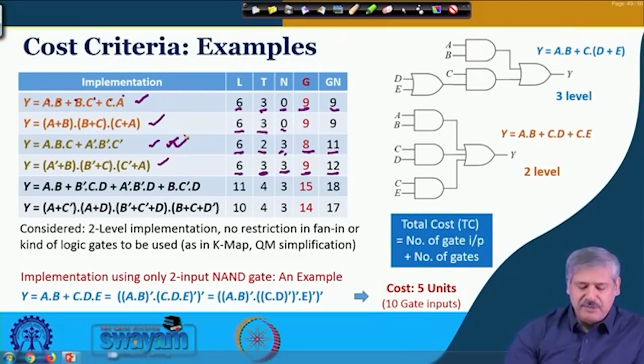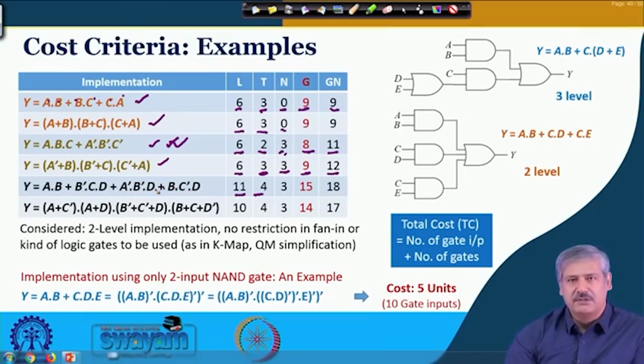So, these are a few more examples. They are not equivalent. Here the number of literals is 1, 2, 3, 4, 5, 6, 7, 8, 9, 10, 11. So, 11 literals, and 1, 2, 3, 4 terms are there. Inversions are B prime, A prime, B prime again and C prime, but B prime will be counted only once, distinct inversion. So, it is 3. That way you get 15 and 18 for these cases. Similarly for the other. And when we do this, we consider 2-level implementation and there is no restriction on fan-in or the kind of logic gates to be used.